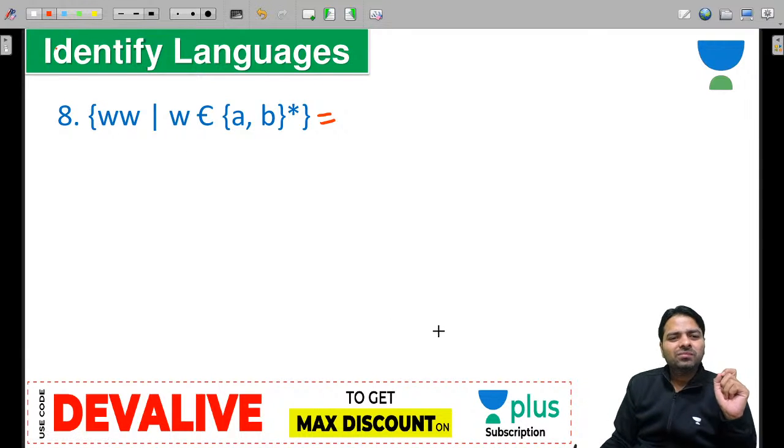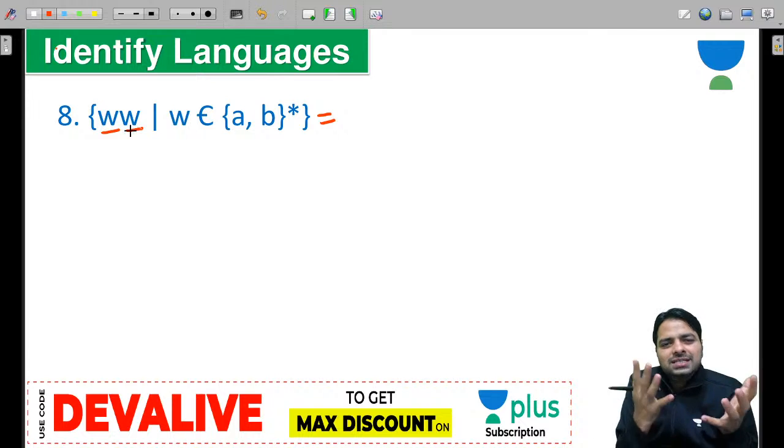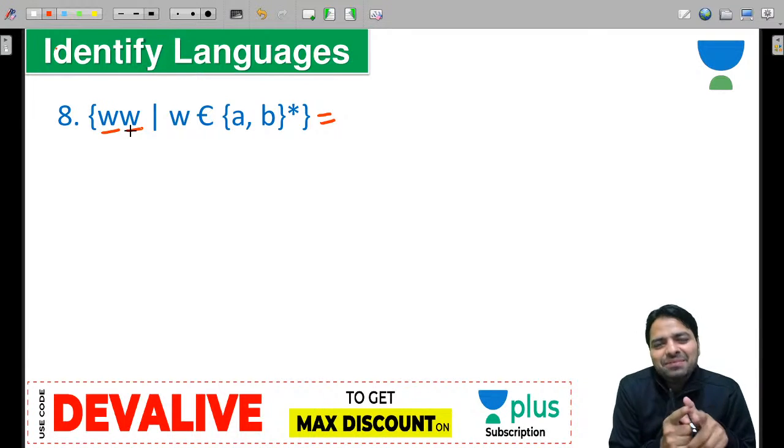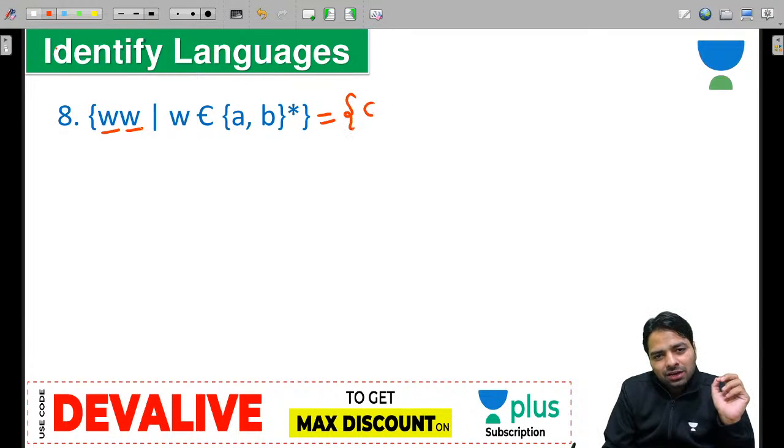Okay. Now, WW, of course, looks like dependency, but this WW is not dependent. Look at what the language is. Epsilon. How did you get that epsilon? Because one W is epsilon, so WW means epsilon.